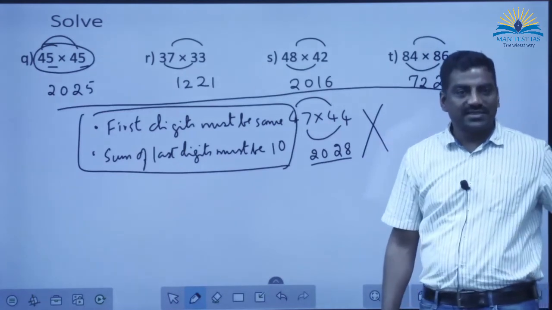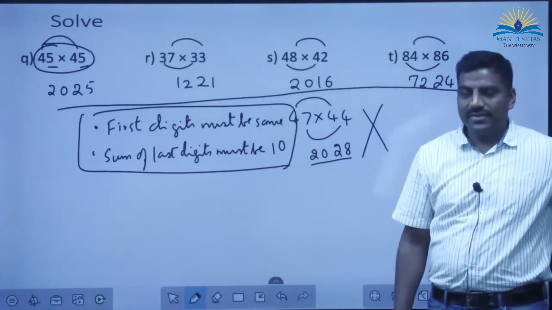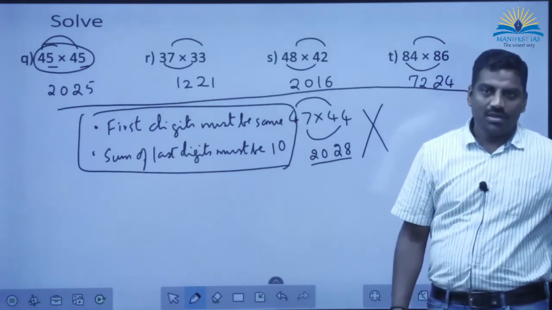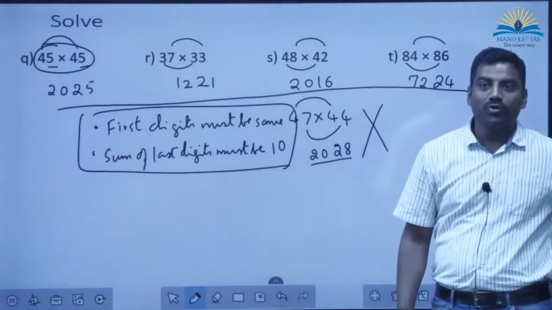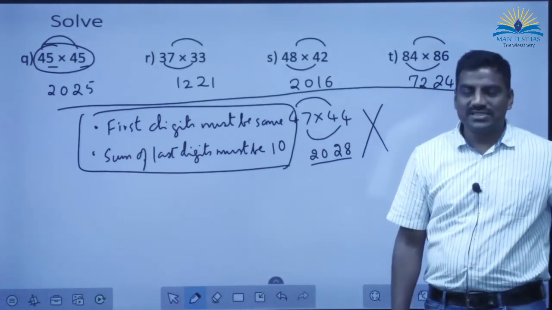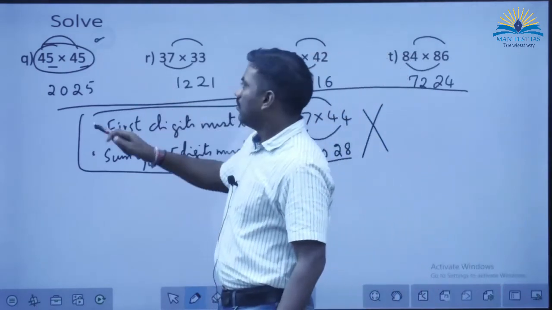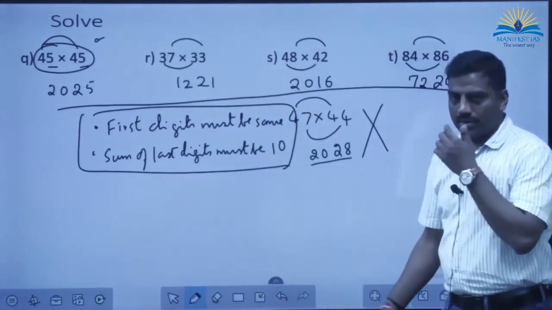When the first digits are same and the last digits are giving us the sum of 10, then only we can apply. Why it is so, I can prove to you, but you don't have that much time. Okay? So when such sums are coming, most applicable is here only.